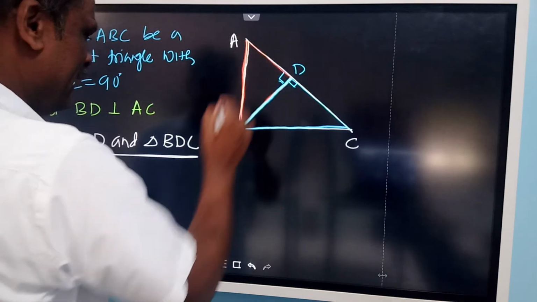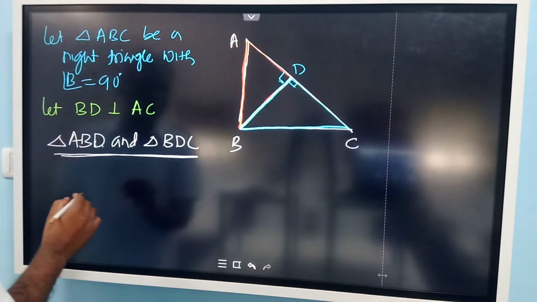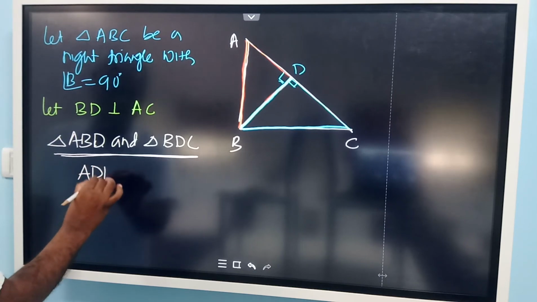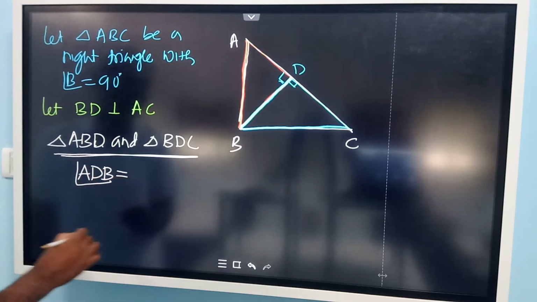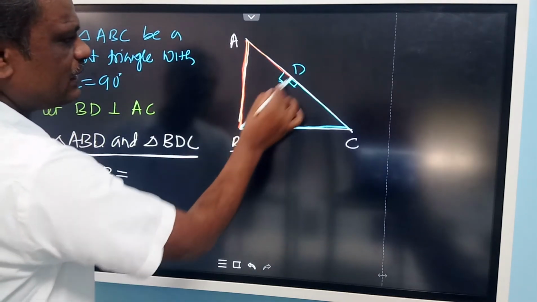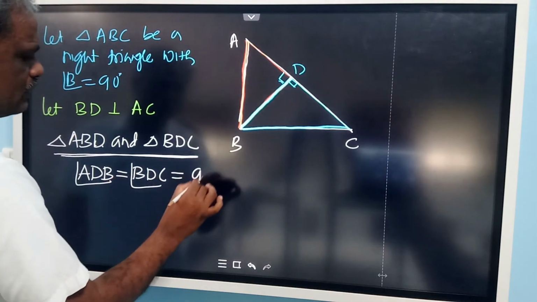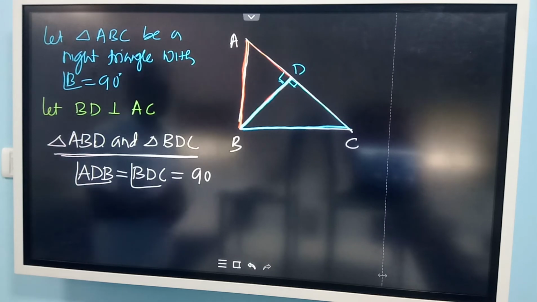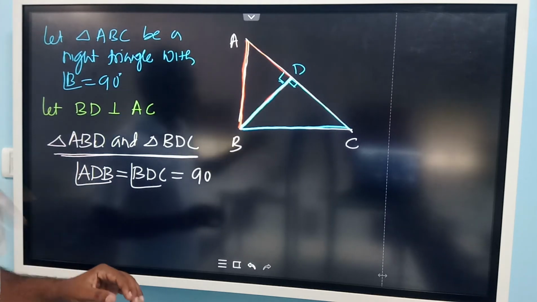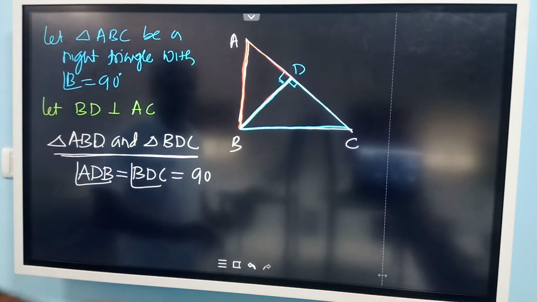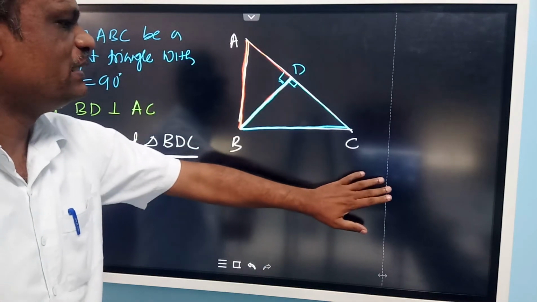In triangle ABD, we have angle ADB equal to 90 degrees. Here angle BDC is equal to 90 degrees. Before that, one second. Instead of going directly to this, let us take first triangles ABD and ABC.